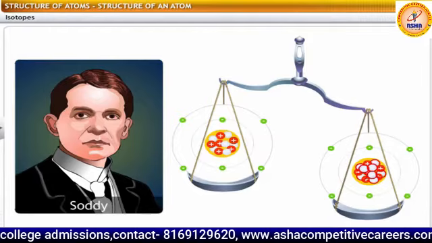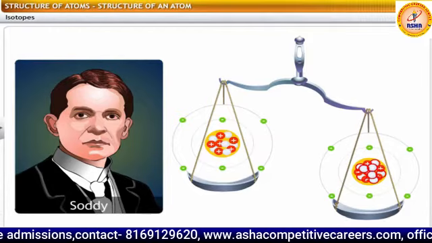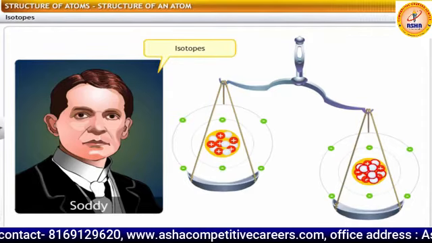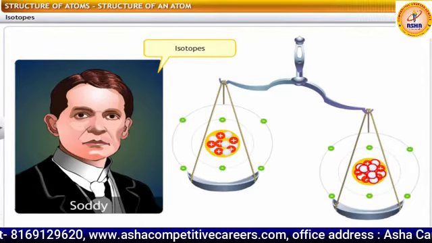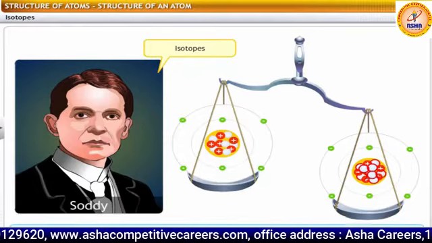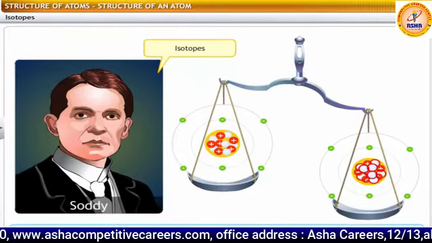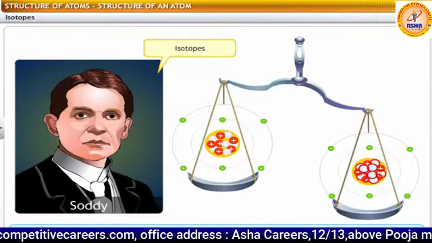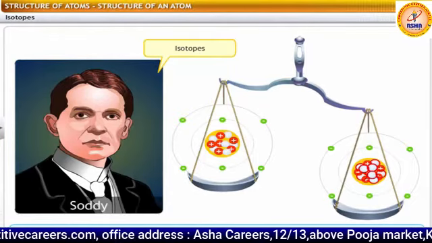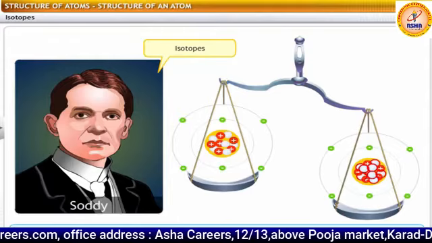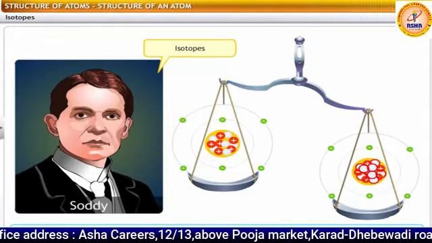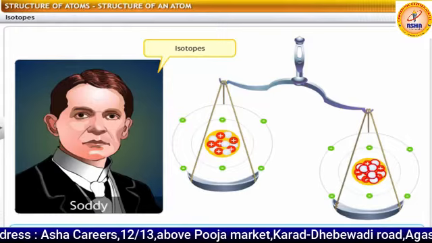Soddy called the elements with the same atomic number and different mass number isotopes, Greek meaning same place. Thus, isotopes are atoms of the same element with the same atomic number but a different atomic mass. The valency of isotopes is the same. Isotopes of the same element differ in their physical properties.